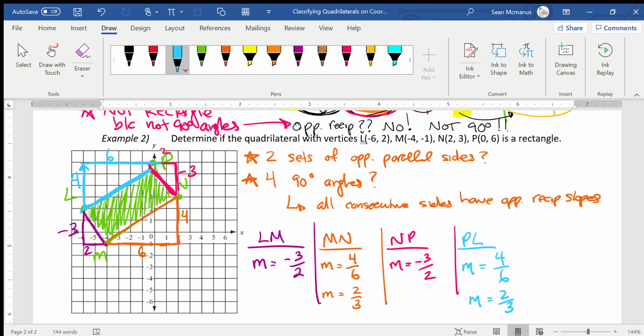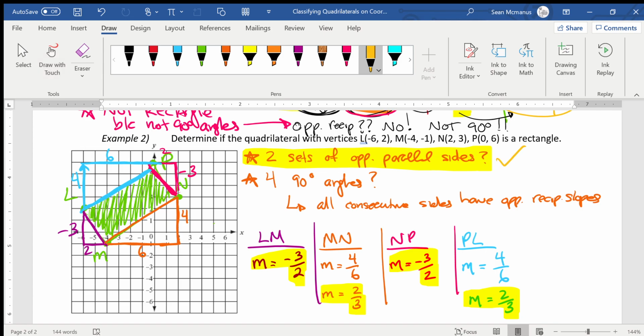So is this a rectangle? So first question I have to ask myself is, does it have two sets of opposite parallel sides? So if I look, the slope of LM, the purple side, and NP, the pink side, those slopes are the same. MN and PL, the two long sides, those slopes are the same. So does it have two sets of opposite parallel sides? Yes.